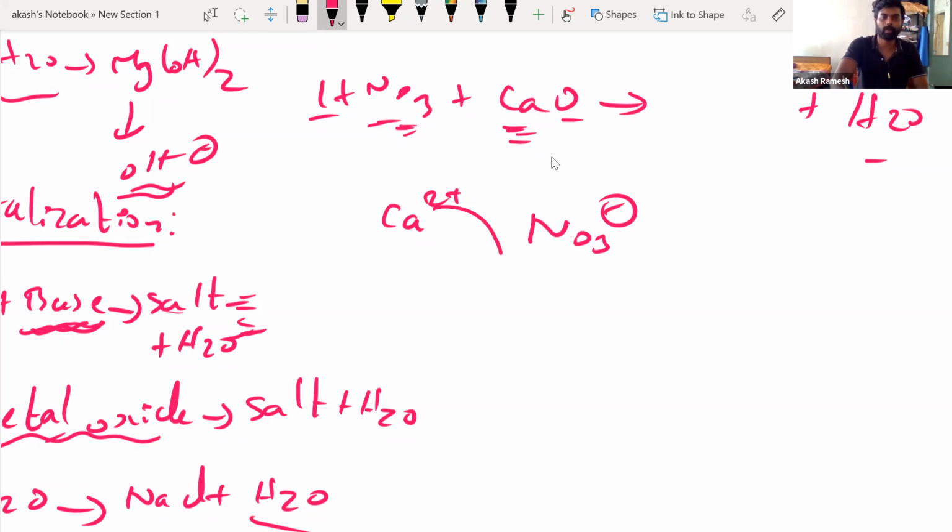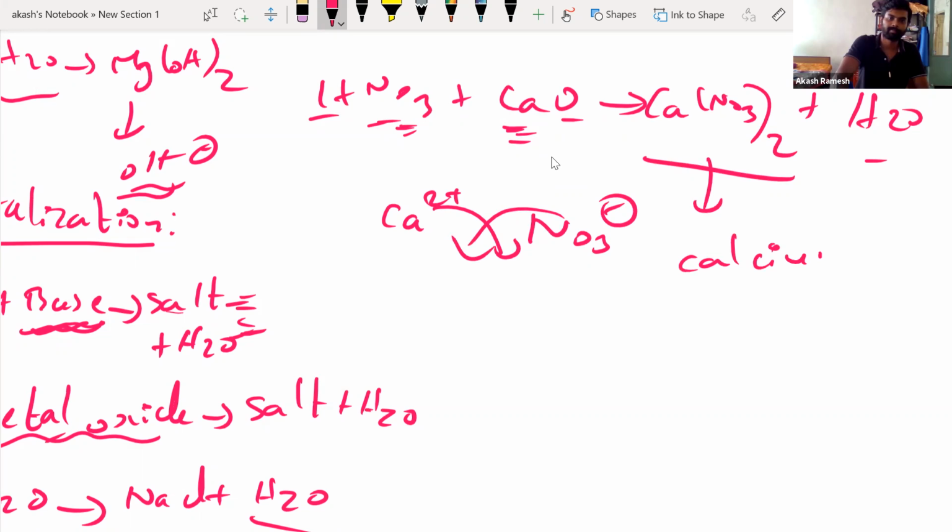So now if you swap, what are you going to get? You are going to get Ca(NO3)2. This is nothing but calcium nitrate. Very, very simple, people. You don't need to mug up anything. You don't have to mug up HNO3 plus CaO gives Ca(NO3)2 plus H2O. Please do not do that.